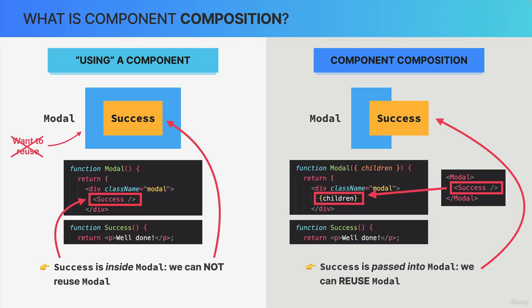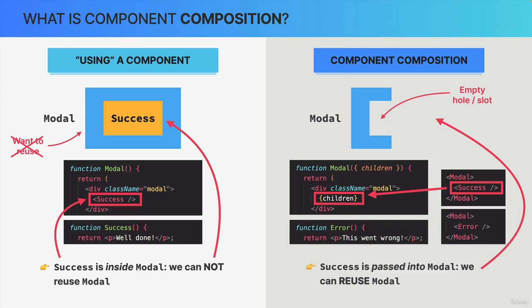Now, of course, we could have passed in any other component, which makes the modal component highly reusable. So essentially, when we do component composition, we leave this hole or this empty slot in the component, ready to be filled with any other component that we want. So let's say that later we needed another modal window somewhere else in the app, but one that renders this error message. Well, that's pretty easy now. We just use the modal component again, but this time we pass in the error component as a children. And with this, we have also successfully composed these two components together as well.